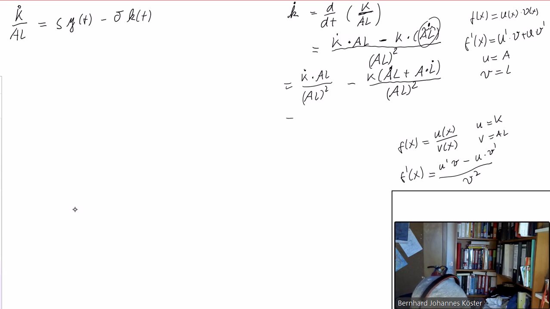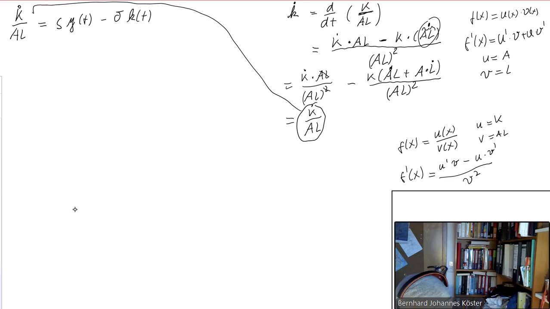Well, the first part is already quite nice because this cancels. So we obtain here k dot over AL. And why is this nice? Because this is what we want in the end. This is just the left-hand side of our main equation of the time development of our model.